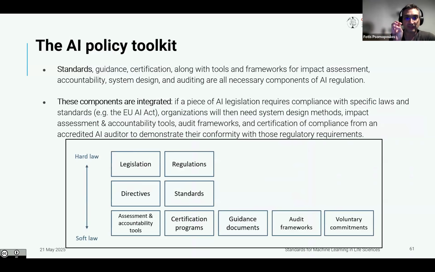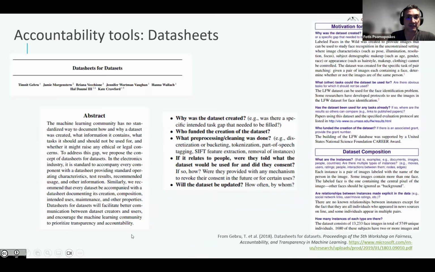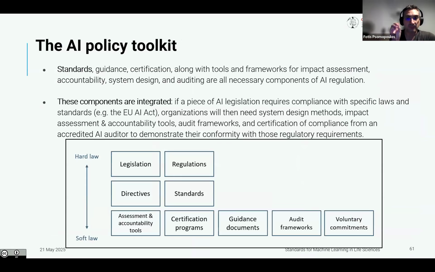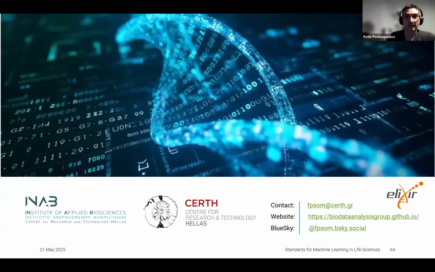These are all elements that need to be put together. So standards are right here. We have standards and assessment and accountability tools like the ones here, like the datasets and the model cards. They are there so that you, as MLOps or researcher, know exactly what to follow. But these are not enough by themselves. They need to be tied to regulations and legislation, so that we can make sure that whatever is produced at the end is actually meaningful. And with that, I can stop talking and stop sharing.